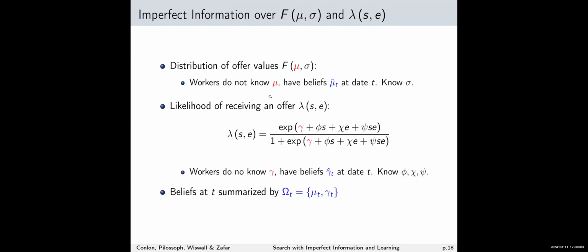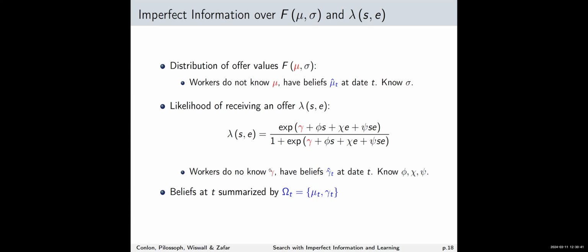Now, in terms of the likelihood of receiving an offer, we're going to assume that the probability of receiving an offer depends on whether you're searching and your employment status in the following way. It's going to relate to whether you search, whether you're employed, and possibly an interaction between the two. And gamma is just going to represent this constant. We're going to assume that workers do not know gamma. They don't know this variable here, but they know what the rest of the parameters are that govern this probability of receiving an offer. And they're going to have these beliefs, gamma hat t, at date t about gamma.